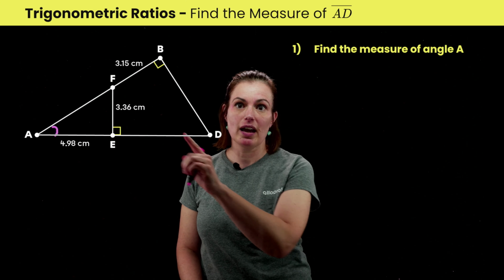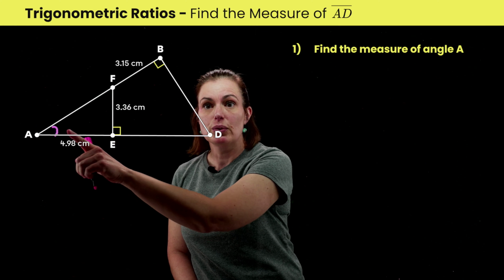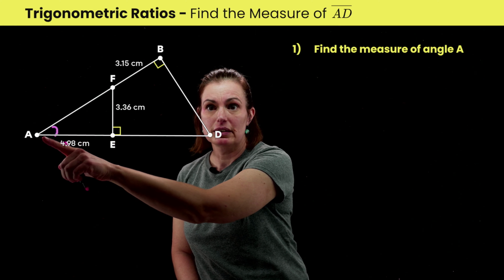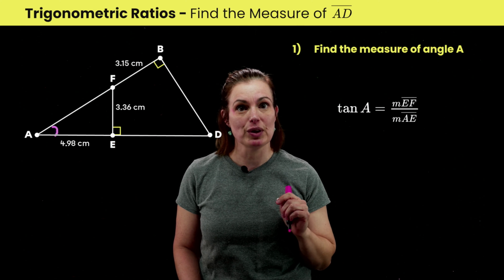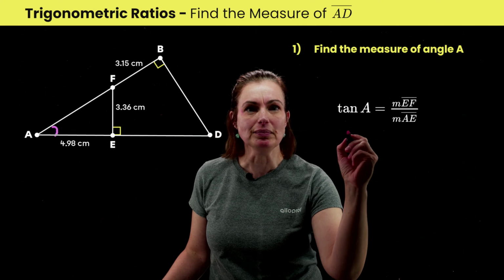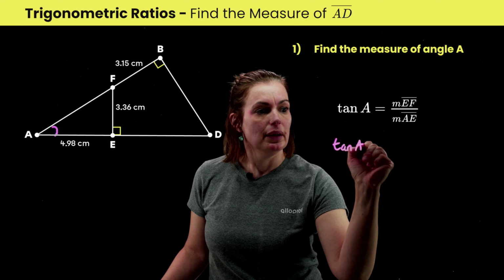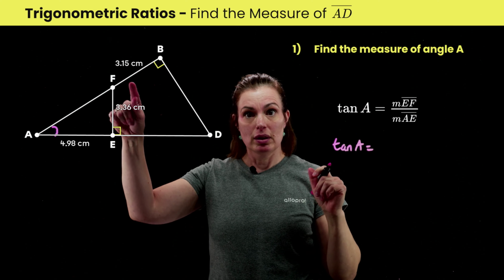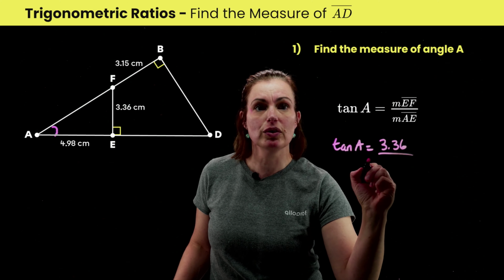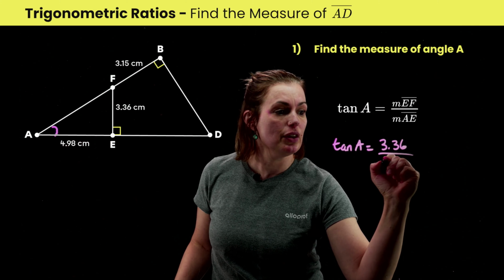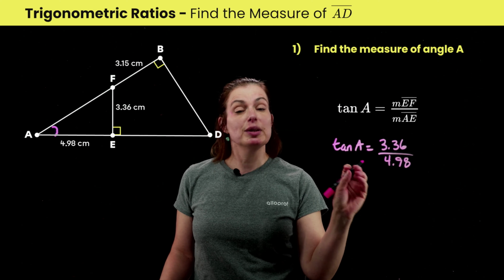And because I have the angle, the measure of the leg opposite to my angle and the measure of the leg adjacent to my angle, I'm going to be using the tan ratio for this problem. So tan A is going to be equal to the measure of EF, which is 3.36, over the measure of AE, which is another given, 4.98. And that is what I'm going to be using to calculate it.